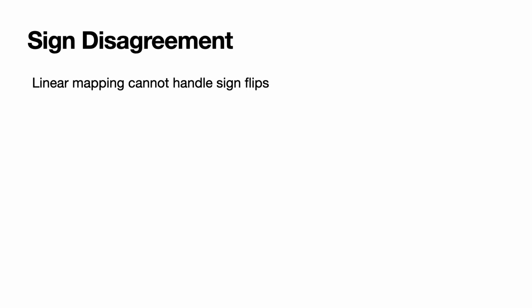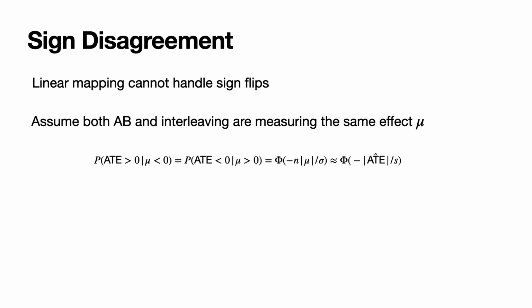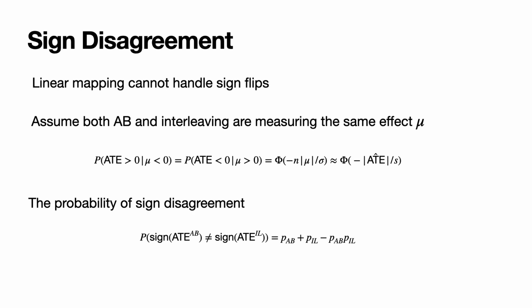But we can actually calculate the probability of the sign disagreement. So assume both A/B and interleaving are just measuring the same effect. You can calculate the probability of the sign of the treatment effect being different from the true effect, mu. Then the probability of sign disagreement between A/B and interleaving is just the probability that either one of them is different from the true treatment effect. In practice, with this probability, you can know how certain you are with the sign of your treatment effect measured in your experiments.